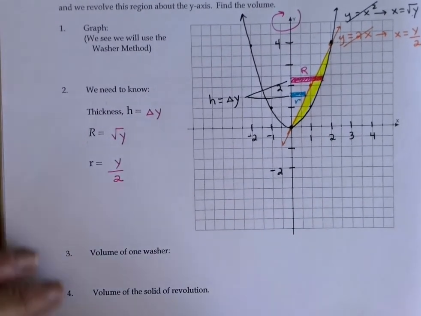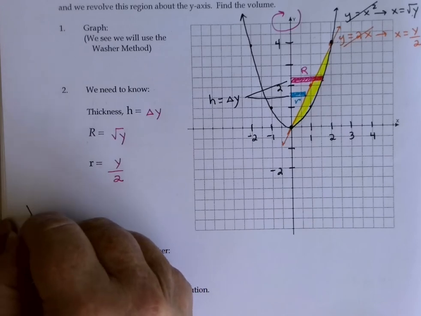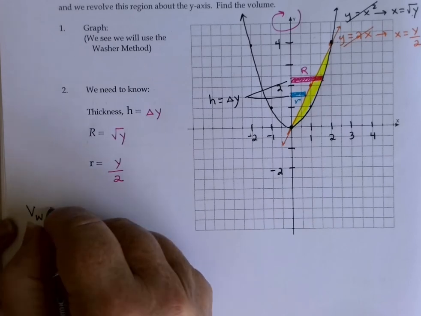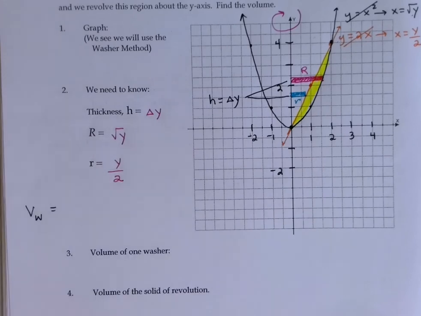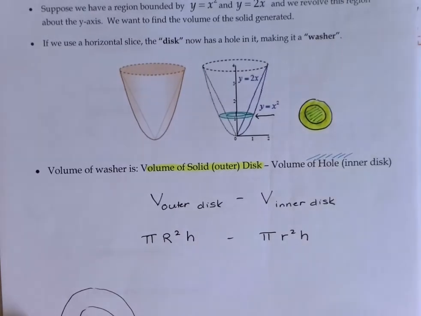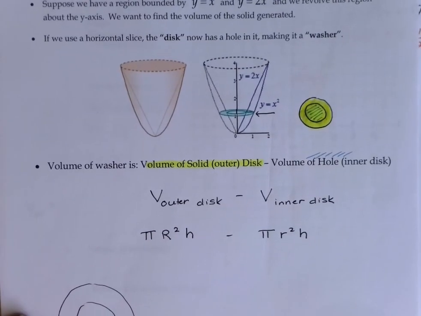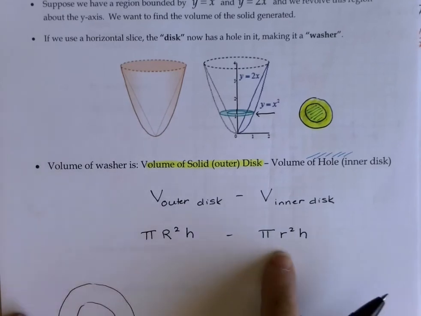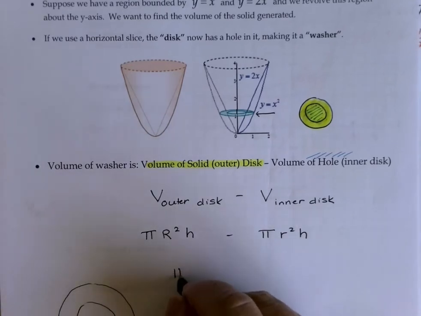We go with our washer method. I'm going to put the equation up here. Volume of the washer. Oh, and I probably should have said something back here. I'm sorry. Go back one page for me, if you would, please. Just to make the arithmetic or the integral a little bit easier, usually we actually factor out the pi.